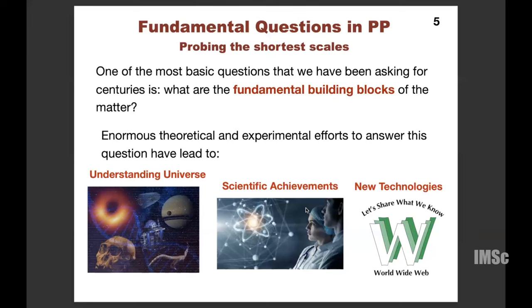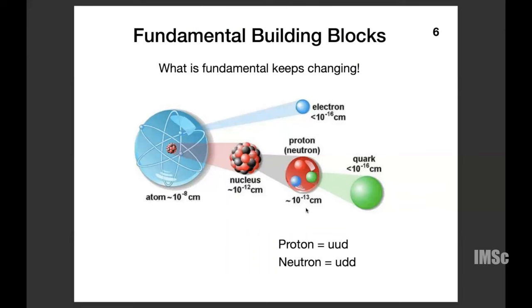So at some point we thought that the atom is fundamental, but then with more and more understanding, we found that there's a nucleus inside the atom. Then this is further made up of protons and neutrons, which are called nucleons, and then further we found that they are made up of quarks. So what is fundamental keeps changing with time. Okay? Today's fundamental particle may not be fundamental tomorrow, because our understanding keeps on changing, and we are moving to smaller and smaller scales. So we are finding more and more fundamental particles.